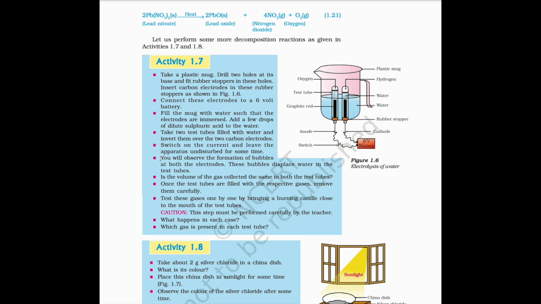You will observe the formation of bubbles at both the electrodes. These bubbles displace water in the test tubes. Is the volume of the gas collected the same in both the test tubes? Once the test tubes are filled with the respective gases, remove them carefully. Test these gases one by one by bringing a burning candle close to the mouth of the test tubes. Caution: this step must be performed carefully by the teacher. What happens in each case? Which gas is present in each test tube?